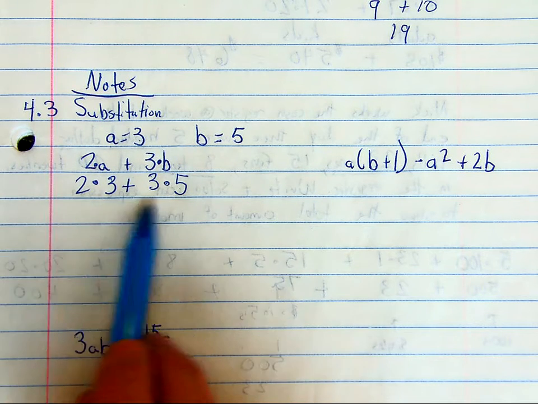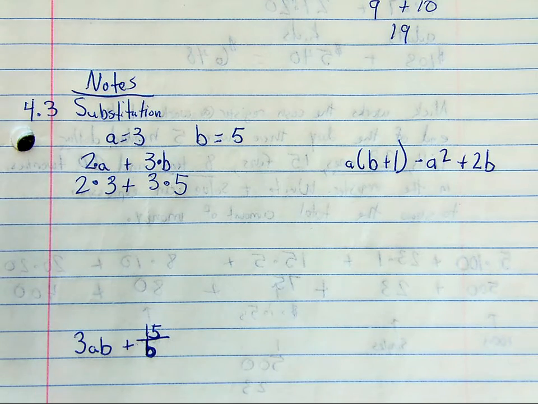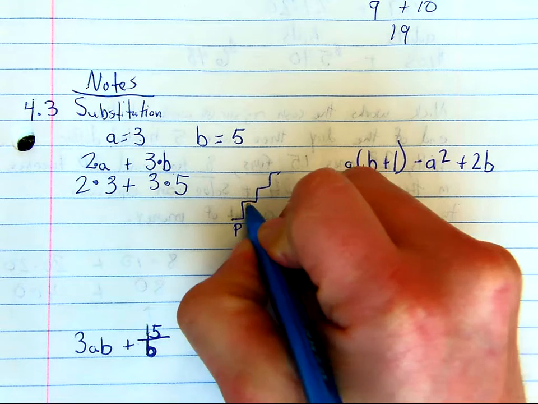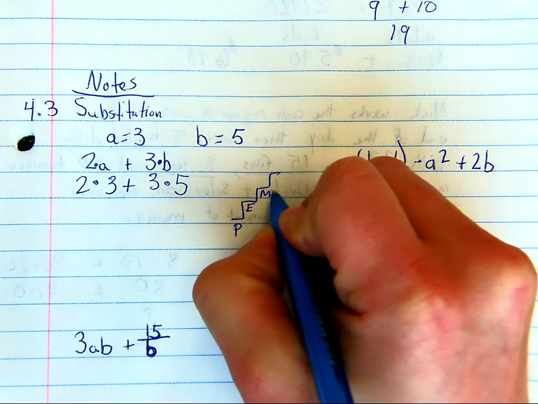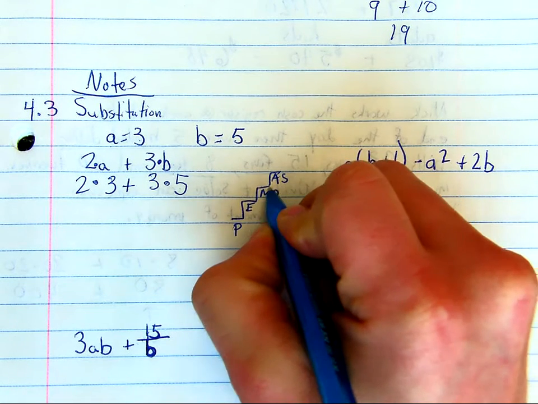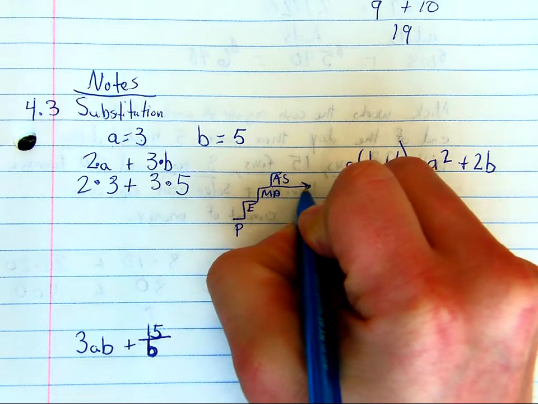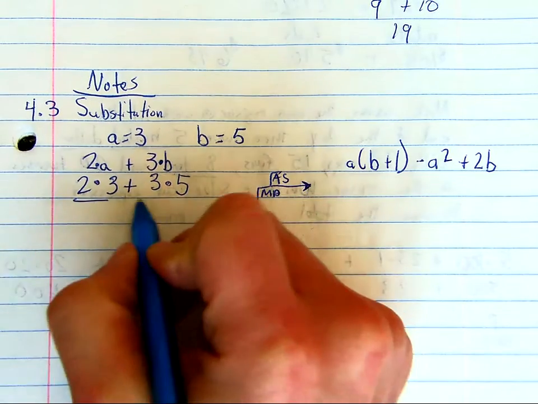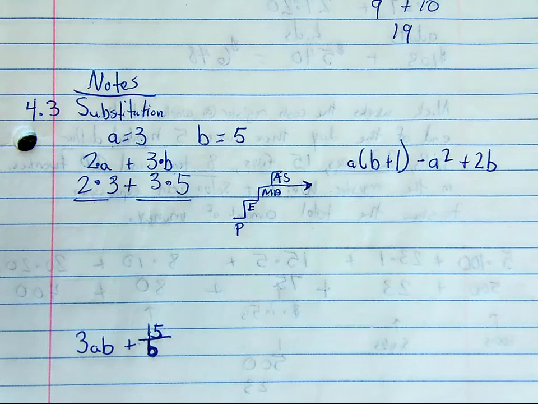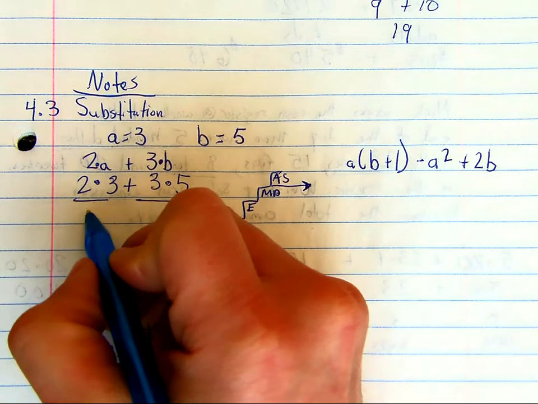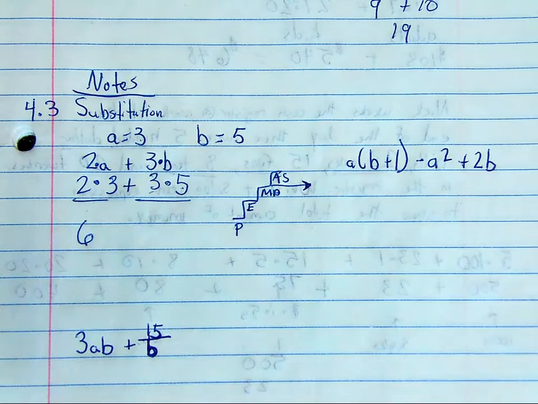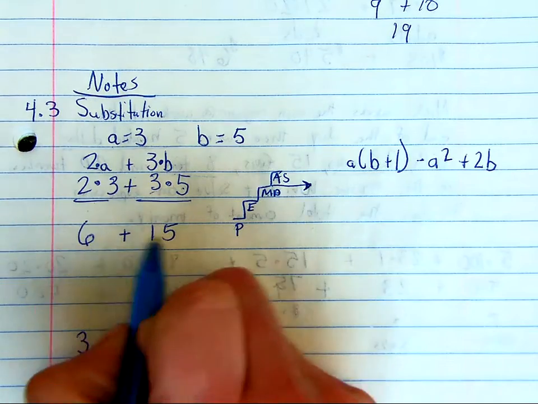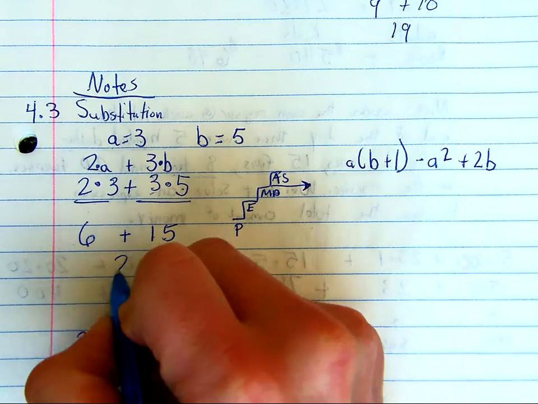So then I have to just follow the order of operations after I've done it, which we've talked about many times. Parentheses, exponents, multiplication and division, addition and subtraction, and these are on the same step, so we go from the left to the right. So I'm going to do my multiplication steps first. 2 times 3 is going to be 6. Very good. 3 times 5 is going to be 15. Bring down my addition. 6 plus 15 is 21.